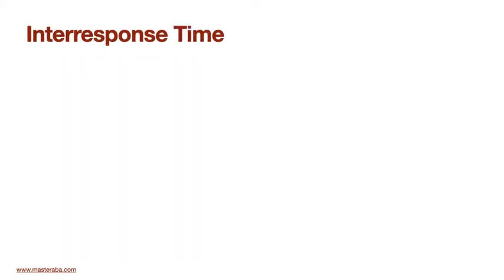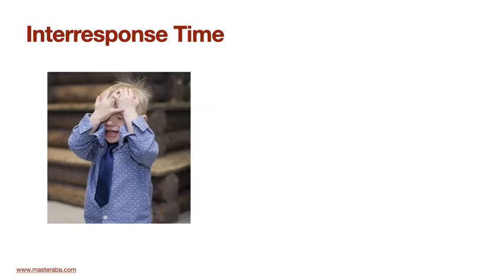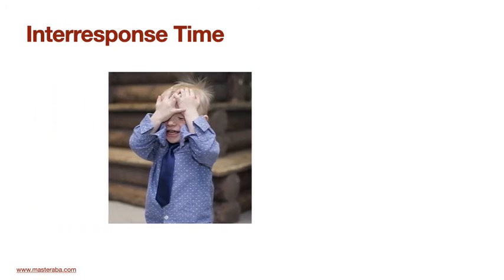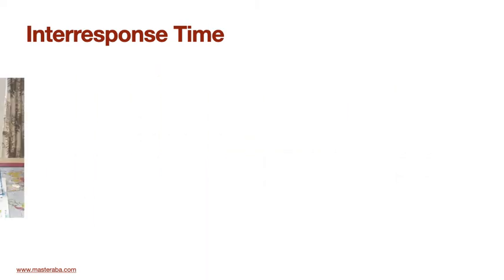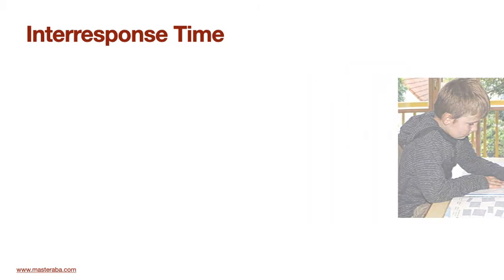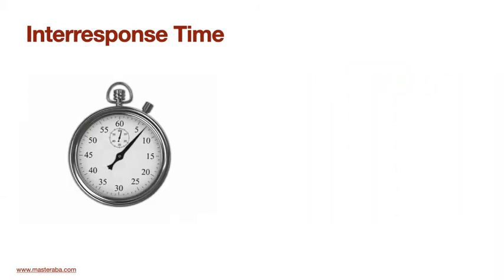Interresponse time is used to measure the time between responses. It can be used to measure behaviors such as self-injury, bites of food, or even completion of homework problems. To measure interresponse time, begin a timer when a behavior stops, and then stop the timer when it starts again. Watch the video and measure the interresponse time between behaviors and see if you get the right answer.